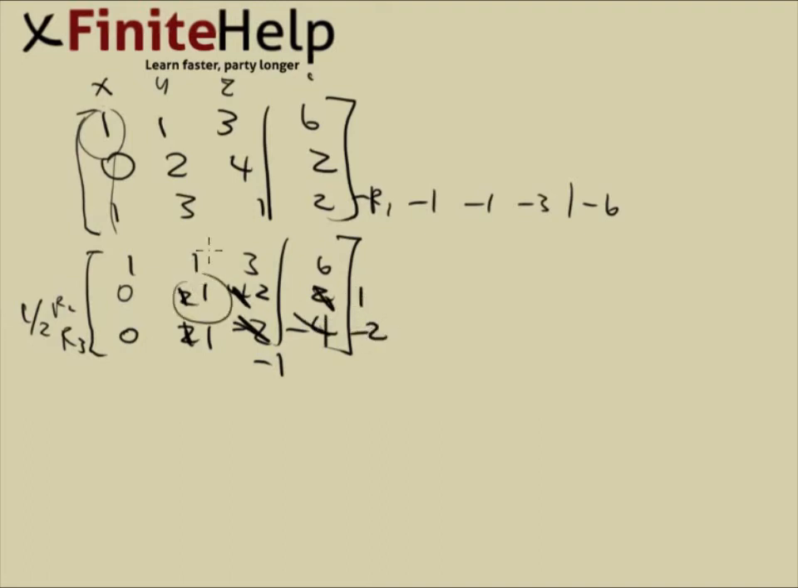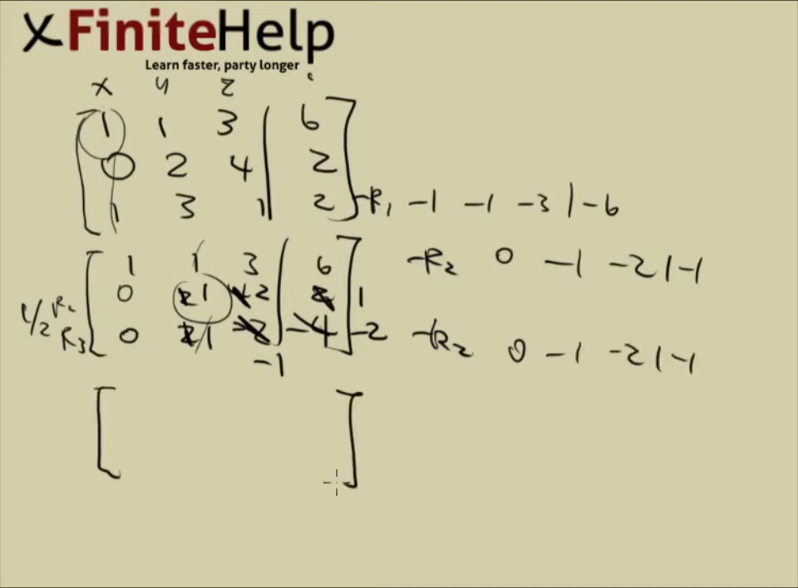Now I need this to be a leading one. I clear the column. And I'm going to use negative row 1 for both of these. Negative row 2 for both of these. Negative row 2 is 0, negative 1, negative 2, and negative 1. Row 2 stays the same. Row 1 becomes 1, 0, 1, and 5. Row 3 becomes 0, 0, negative 3, and negative 3.